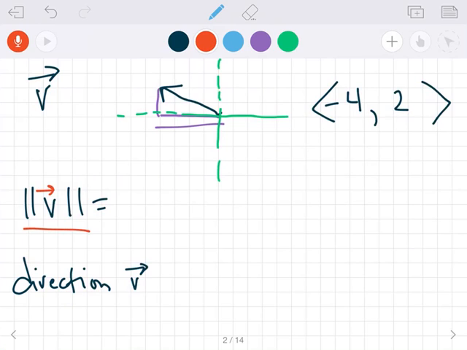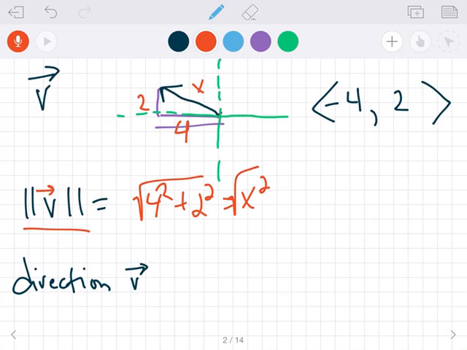So if we have a length of 4 here and 2 here, and the signs don't really matter because we're going to square them, we would take 4 squared plus 2 squared is equal to our length that we're looking for, and then squared, and then we're going to square root both sides. So x would be equal to the square root of 20.